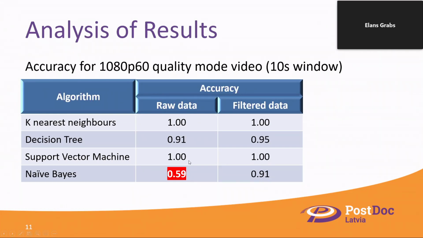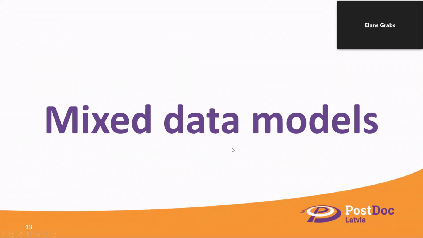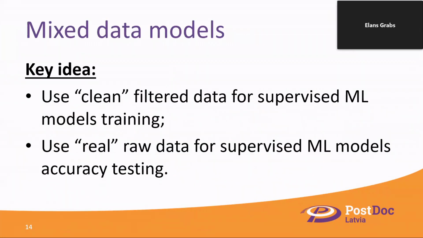As we can see here, mainly all these algorithms can predict, or should I say better, classify traffic type quite accurately, except for the naive Bayes classifier, which shows poor results for raw data, which is unfiltered data with different packets from other connections. The same results have been obtained for other video quality modes, and there is one more thing.